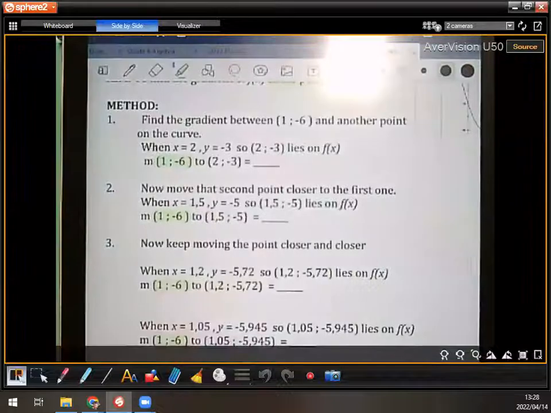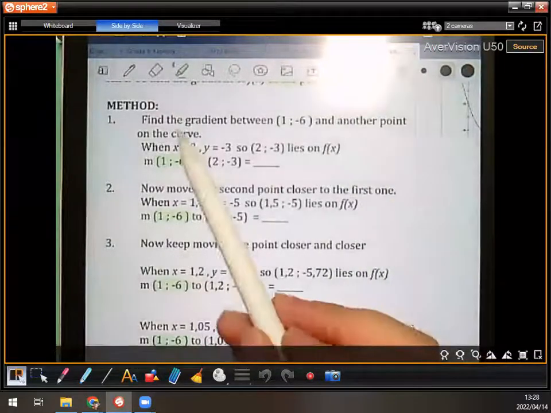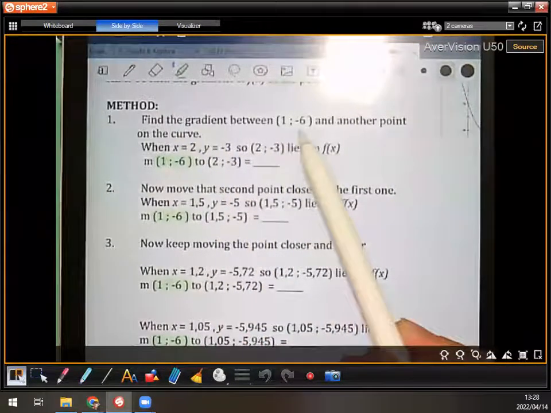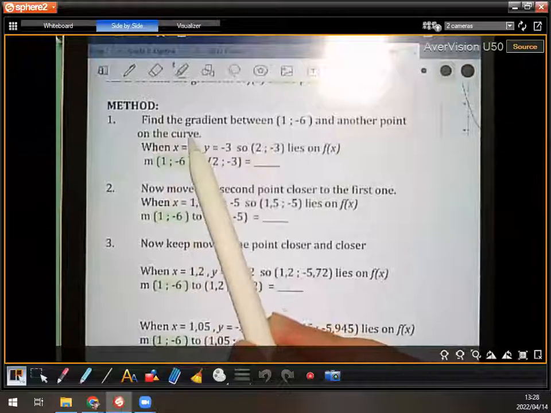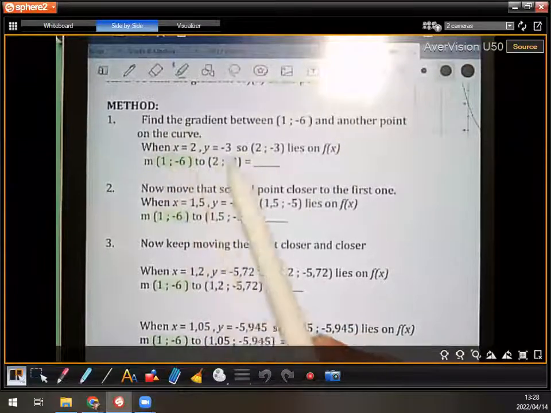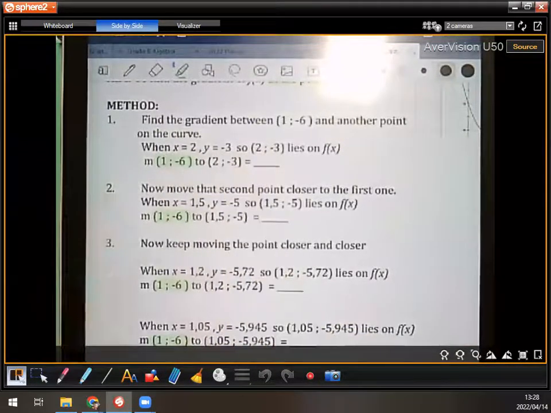These are always 2 points that lie on this graph. Okay, so they're saying find the gradient between 1, -6 and another point on the curve. That's the first thing that we're doing. So they're saying when x is 2, y is -3.